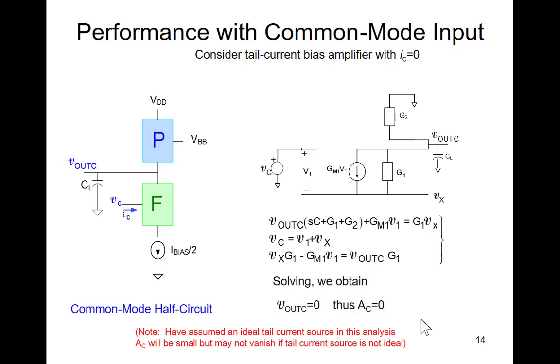Notice I've assumed an ideal tail current source. If the tail current source was not ideal, then I would have to replace the tail current source by a small signal equivalent. The small signal equivalent I have for this right now, if it's ideal, is what? Open circuit. If that current source were not ideal, I would have a resistor in there. And then if it's even a halfway decent current source, that resistor would be very big. If there was a resistor in here, I would have to add one more element on this node here. If I added an element to this node here, I would not quite find AC equals 0. I would find that there's a small common mode gain. But the common mode gain would be very small.